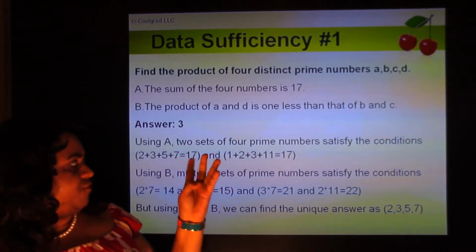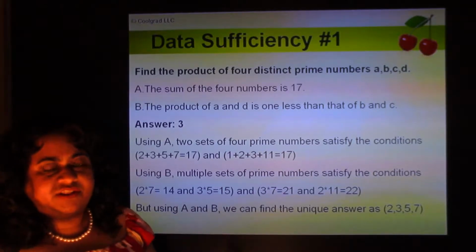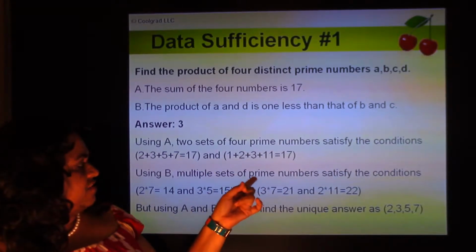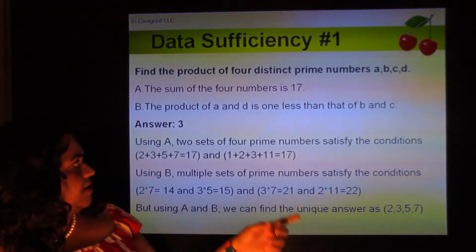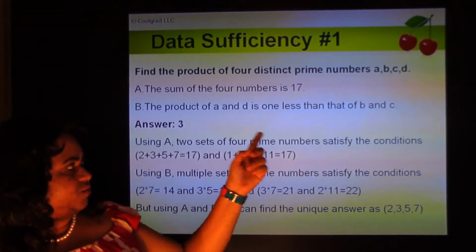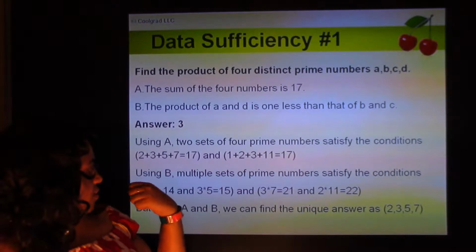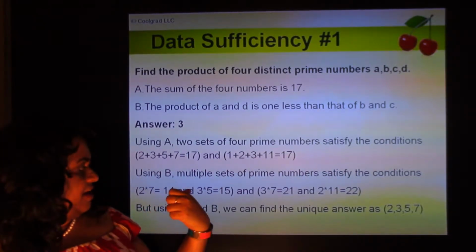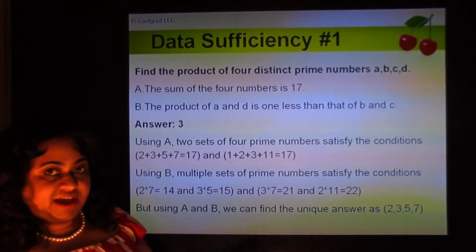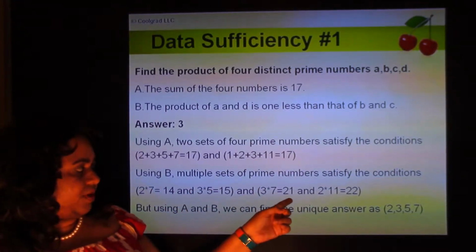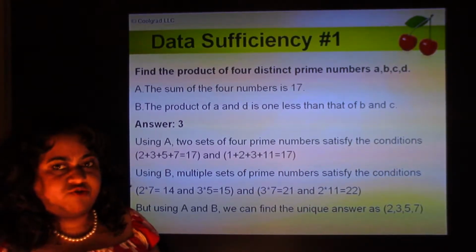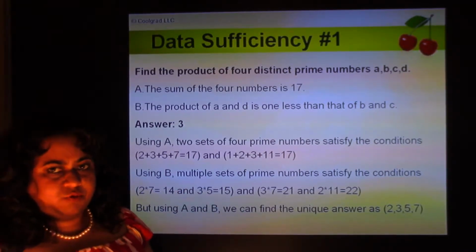So using A, we don't know which the 4 numbers are. So A alone is not enough to answer this question. Let's look at statement B alone. Using B, multiple sets of prime numbers satisfy this condition. We just have to have 4 prime numbers such that A times D is 1 less than B times C. For example, 2 times 7 is 14 and 3 times 5 is 15. So 2, 7, 3 and 5 meet this condition. And you can also have another set, for example, 3 times 7 is 21 and 2 times 11 is 22. So that's another possible answer. You can't arrive at a unique solution using statement B alone.